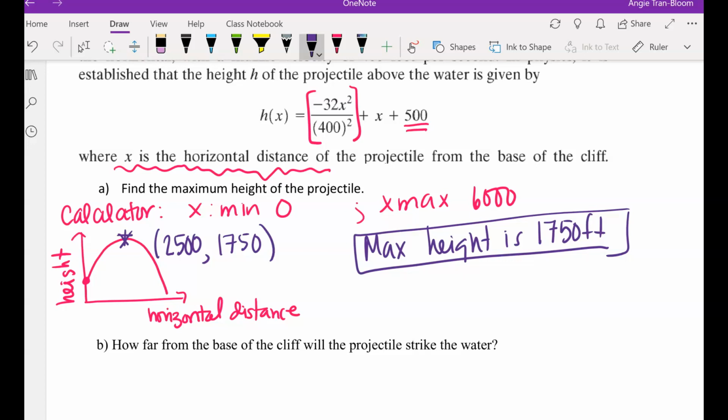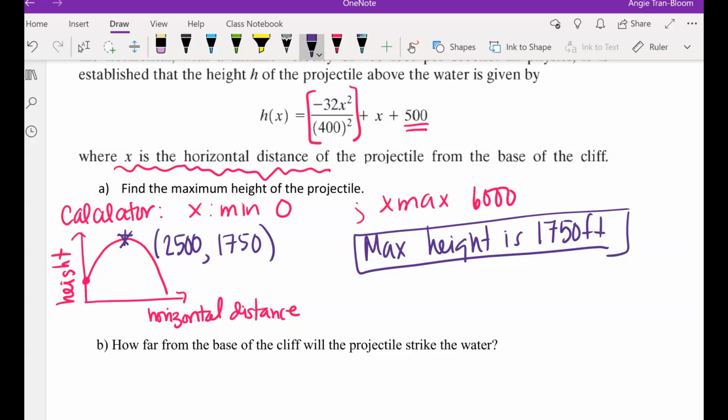So you always have to understand what is what. What variable represents what? Part B. How far from the base of the cliff will the projectile strike water? Am I interested in that 2,500? No. On the test, I will ask for both, but that's why I wrote both numbers on there, okay? The question is, hey, can I write maximum height is this when the horizontal is this? Yes.